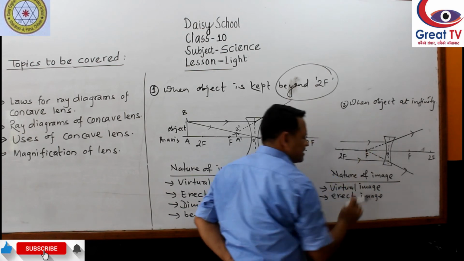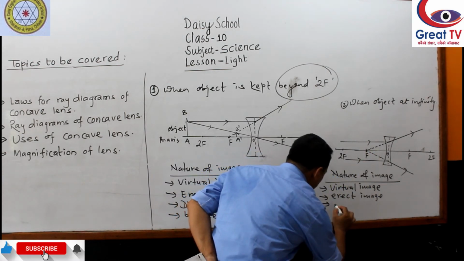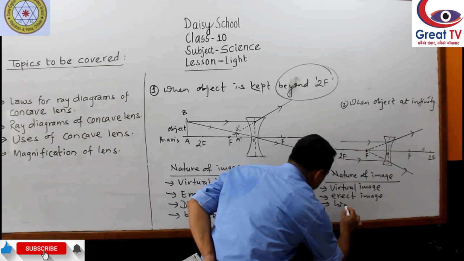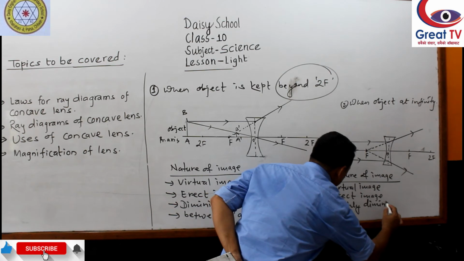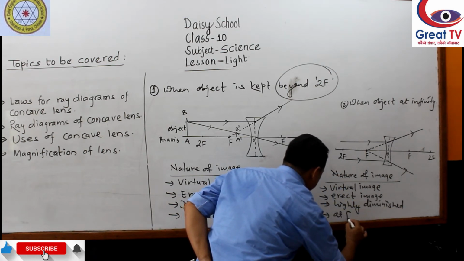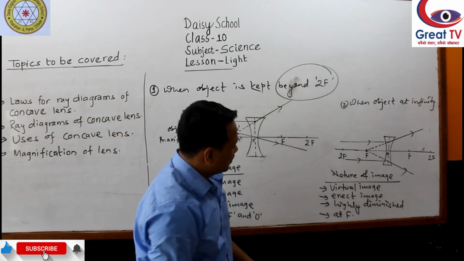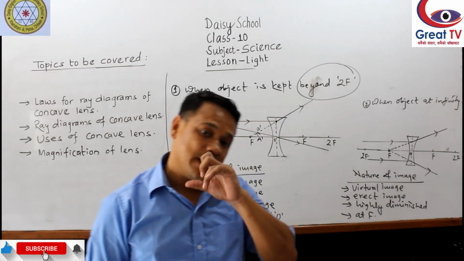And at f, the image is very small, highly diminished. And at f position it will form. These are the ray diagrams of the concave lens.